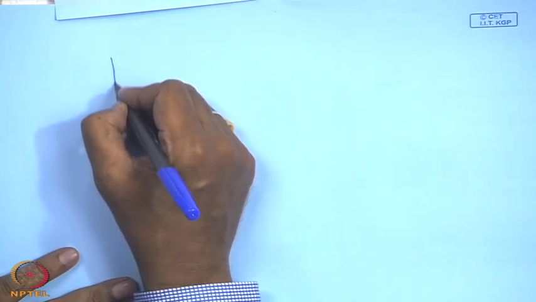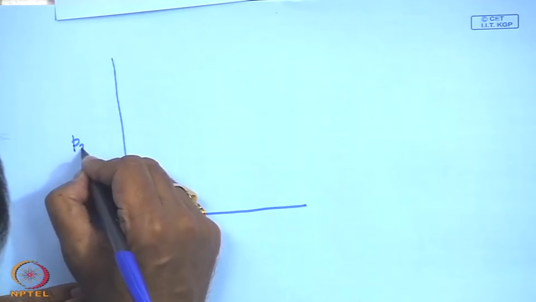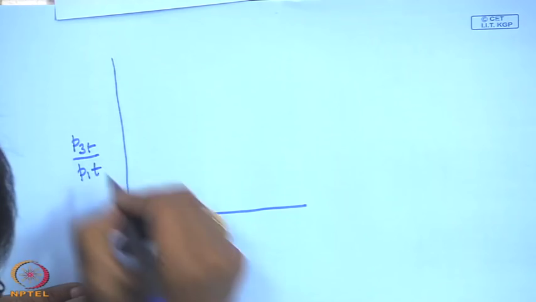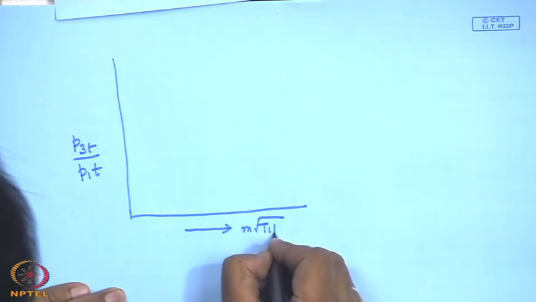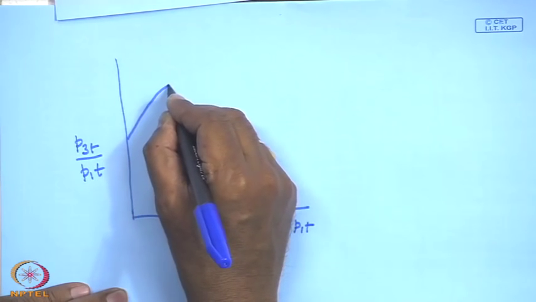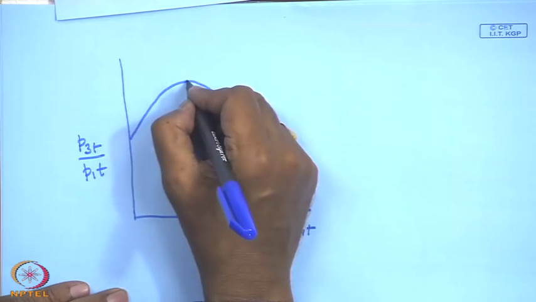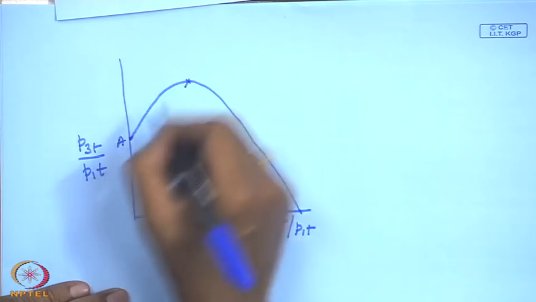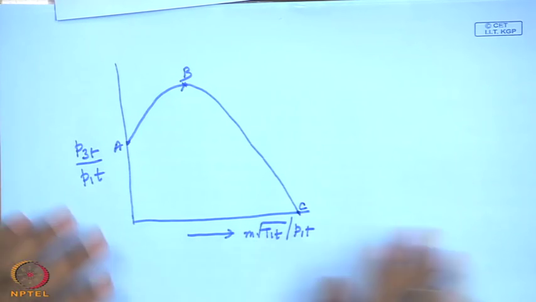This is basically the way the performance characteristics of a centrifugal pump are expressed. Now, I will show you how it looks in case of a pressure ratio. I will show you a very important curve. P3t by P1t, that is the pressure ratio, versus the normalized mass flow, m root over T1t by P1t, the curve looks like this. I will explain. Let me first label the curve. Now, I explain. The three points are important in understanding this.